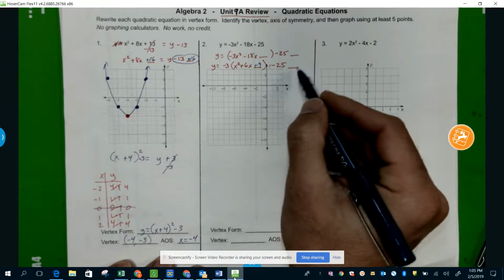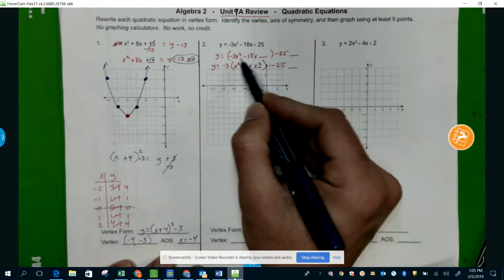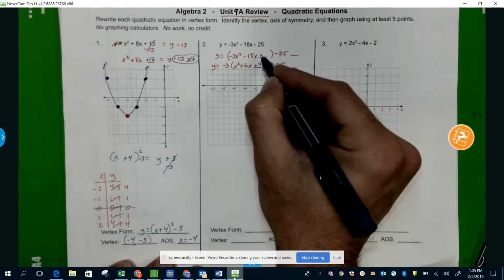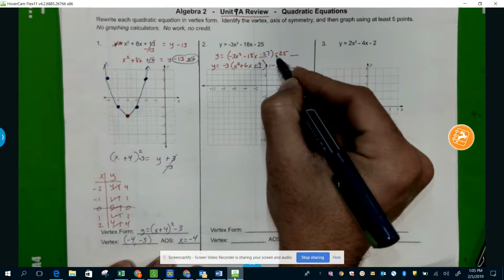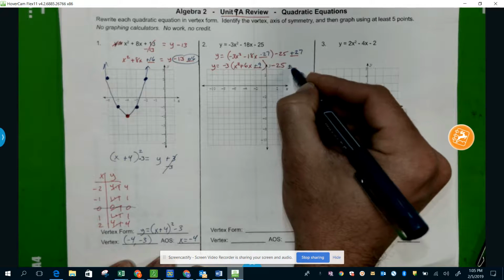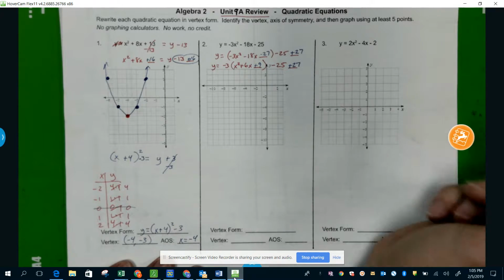Now that's not what goes on the right side. 9 times negative 3, you've got to multiply these. 9 times negative 3 is negative 27, which means the other blank needs to be a positive 27 on the right-hand side.